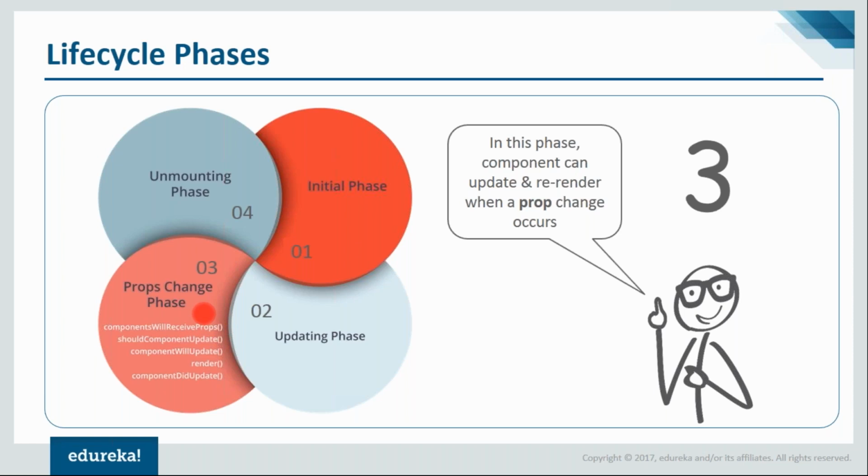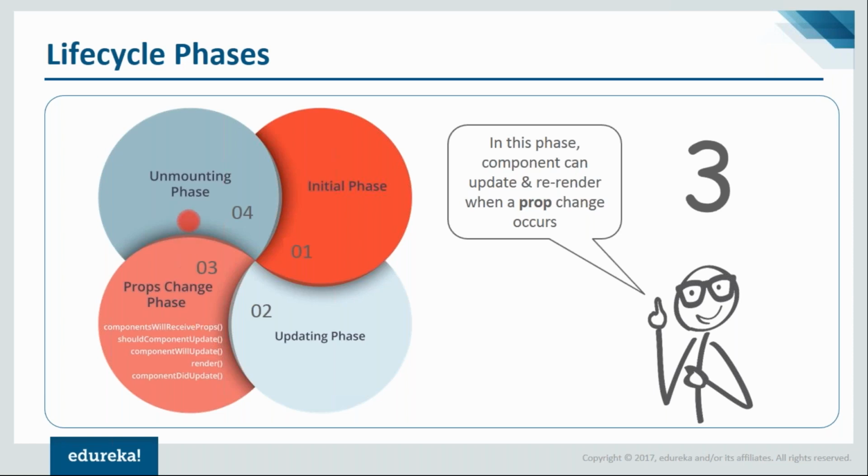And this method basically takes one argument, and this argument will contain the new prop value that is to be assigned. Okay, the rest of the lifecycle methods will behave identically to the methods which we saw in the previous phase when dealing with a prop change.